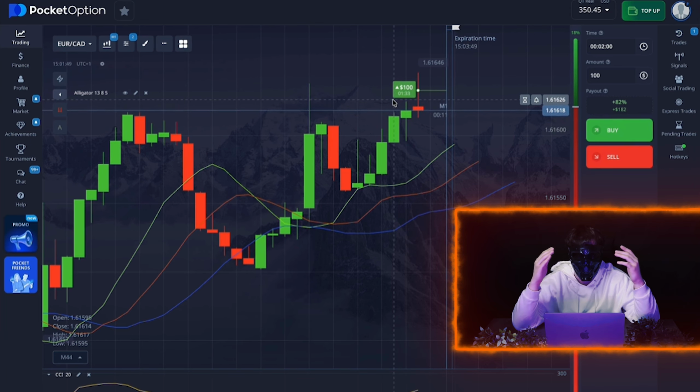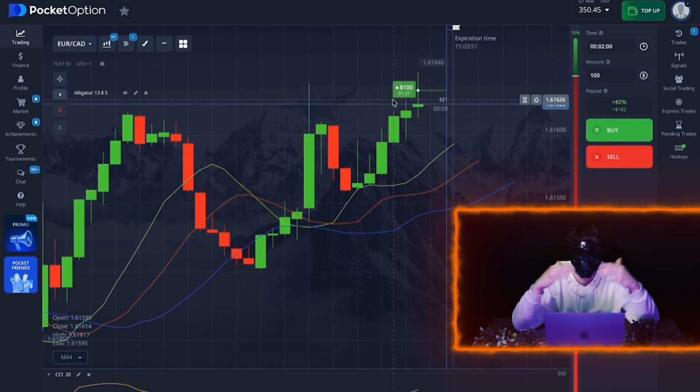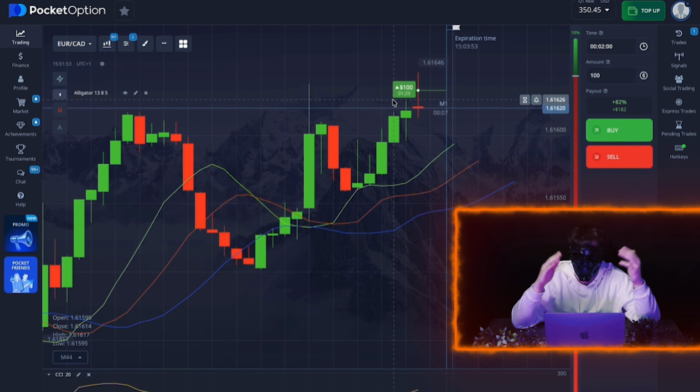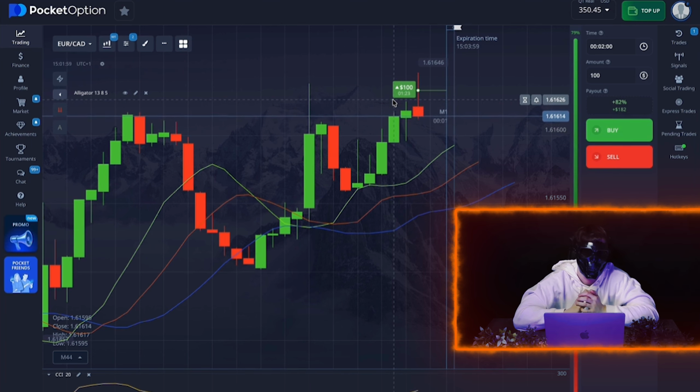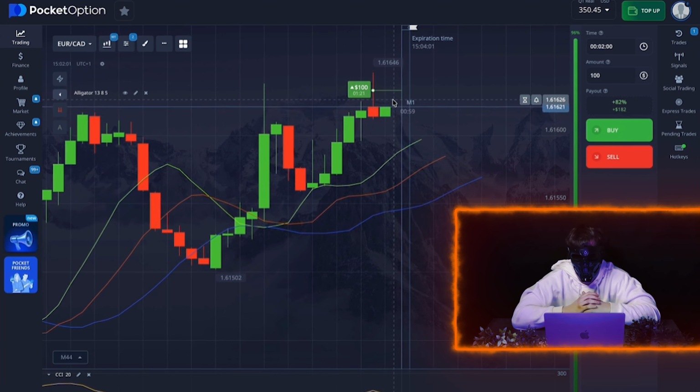Yes, of course you won't always be able to grow your balance, but guys, that's trading. You need to remember that this is all normal, that there's no need to get upset about it or anything like that. You just need to draw conclusions and work on your mistakes.